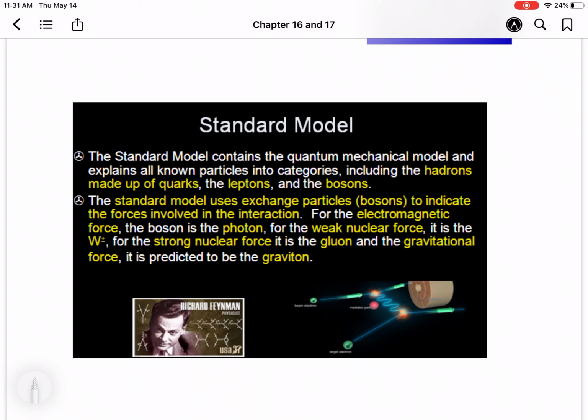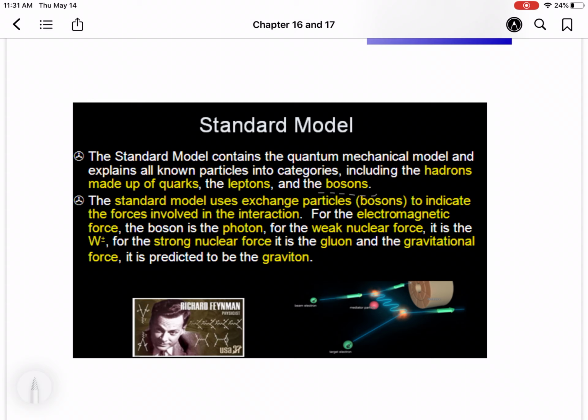Then there's leptons. Leptons are particles that are kind of special. These are electrons, positrons, neutrinos and antineutrinos. Leptons don't really break down. If you take electrons and smash them together, they generally don't do anything. Now, if you do it with enough energy, things get weird again.